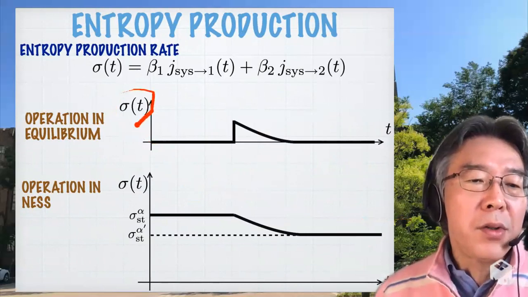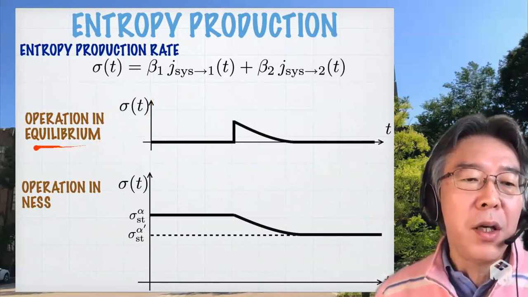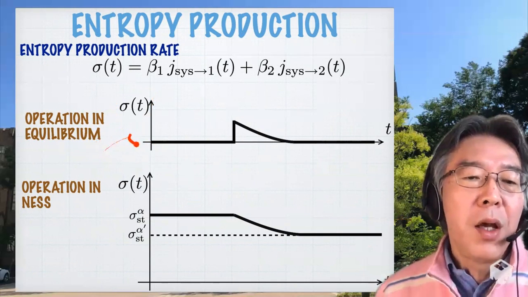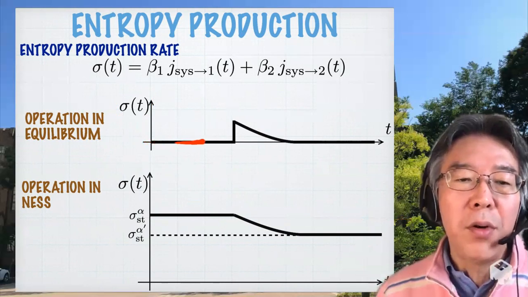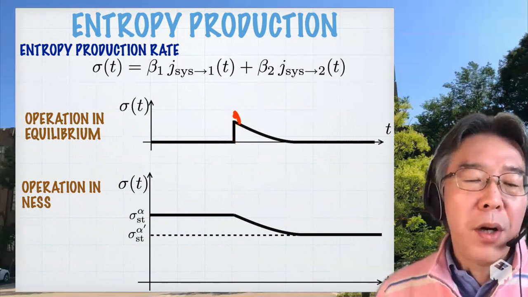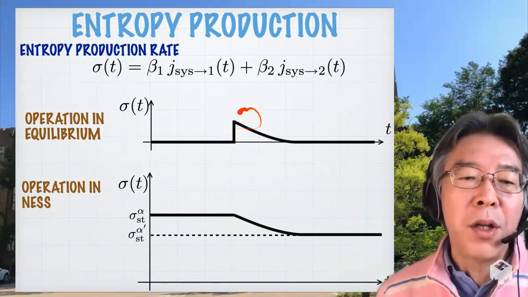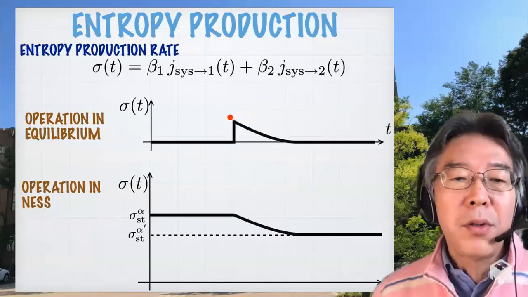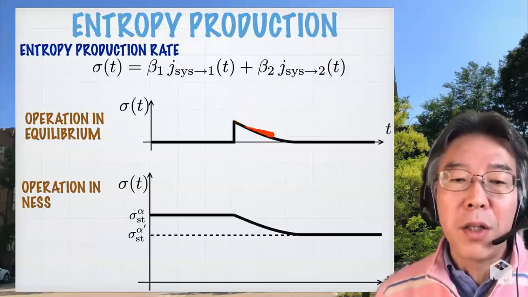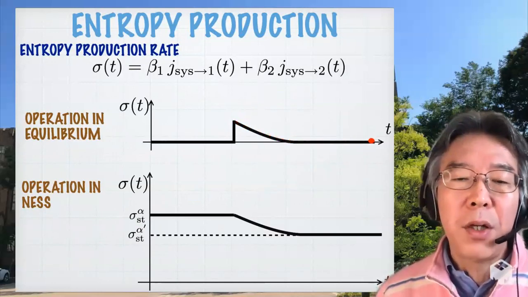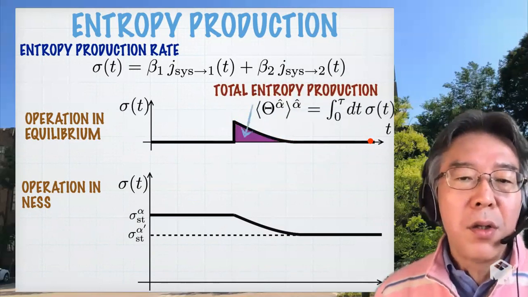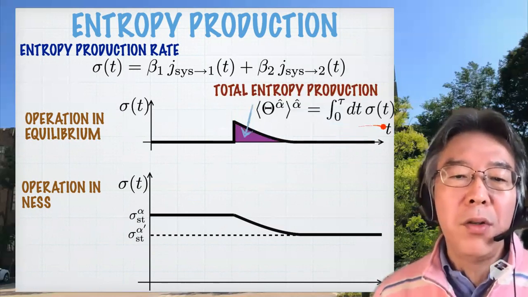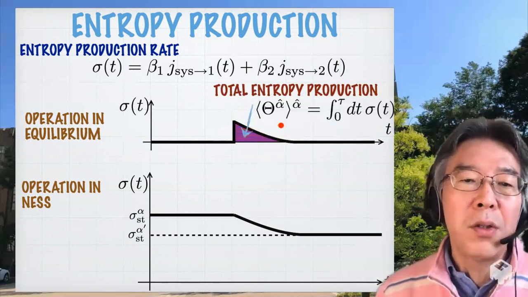So this is a schematic picture. This is the entropy production rate, and this is a case of operation in equilibrium. So in the equilibrium case, we start from equilibrium, so the entropy production rate is 0. And then here you make this operation, so the system is no longer in equilibrium. So you have non-zero entropy production, but again, a relaxation process, and again, the entropy production becomes 0. So in this case, if you integrate this quantity, you get something finite. This is the total entropy production.